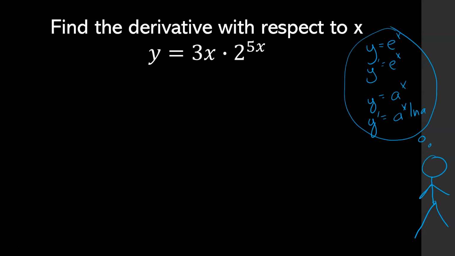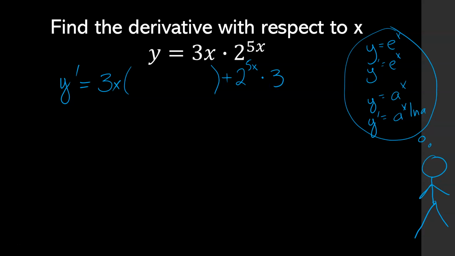Oh no, what's the outermost function on 3x multiplied by 2 to the power 5x? That's a product of two functions. And the derivative of a product of two functions is the first function, so 3x, multiplied by the derivative of the second function. I'm going to come back to that. I know that's going to be the complicated part. Plus the second function, which is going to be 2 to the power 5x, multiplied by the derivative of the first function. So we're multiplying by 3.